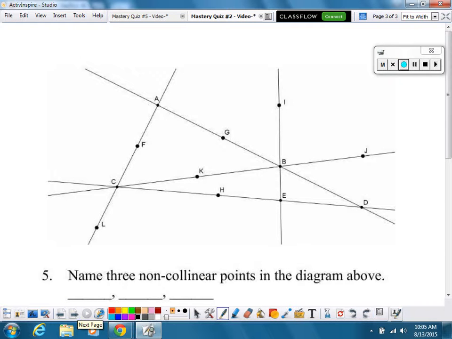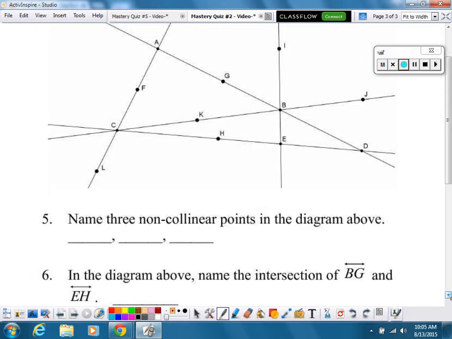Next 2 questions have to do with this diagram here. You have a bunch of lines that are intersecting. Question number 5 is asking you to name 3 non-collinear points. Make sure you're reading the question carefully. Non-collinear means points that are not on the same line. Well, 2 of them can be, and 1 should not be. So there's a variety of different correct answers. I'm just going to pick out 3 letters that are non-collinear.